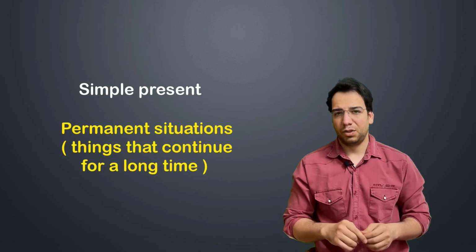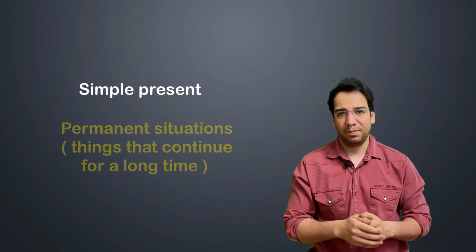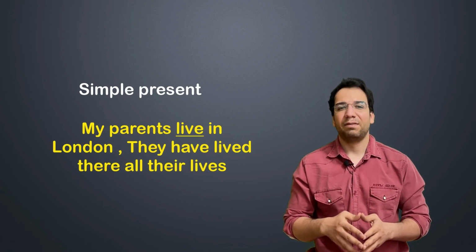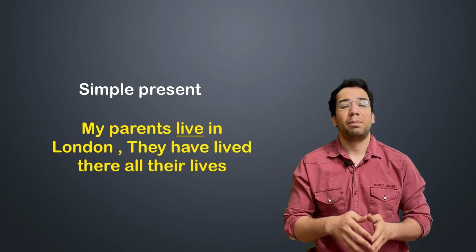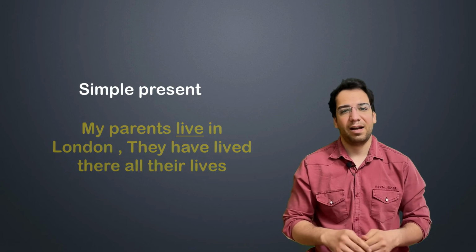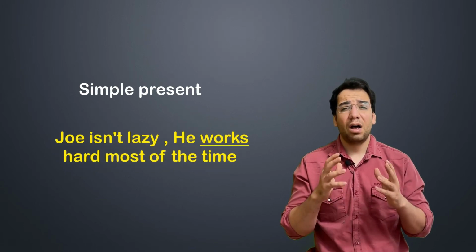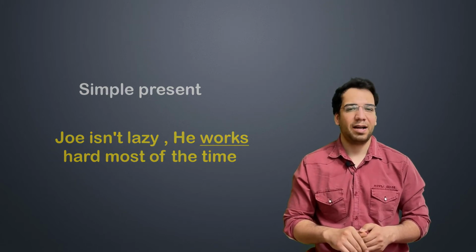Actually, we use the simple for permanent situations, things that continue for a long time. For example, my parents live in London. They have lived there all their lives. So we use the simple for permanent situations, things that continue for a long time. Or Joe isn't lazy. He works hard most of the time.